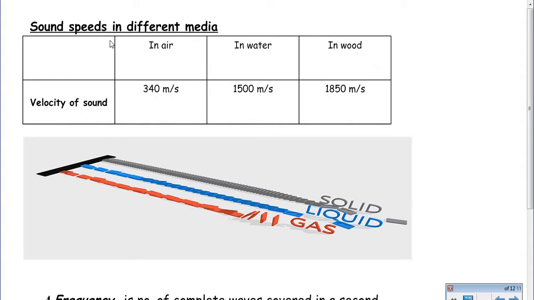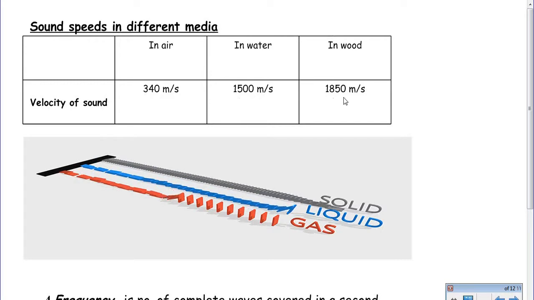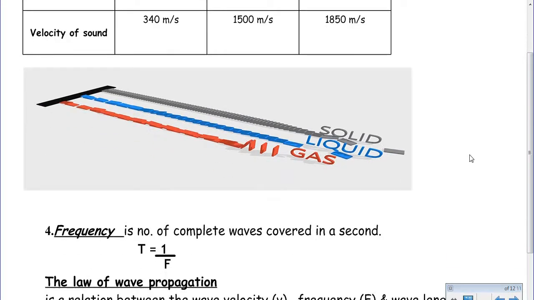The speed of sound in air is 340 meters per second, but in water it is 1500 meters per second, and in wood or solid it is 1850 meters per second. This figure helps us identify the difference between the speed of sound through different materials.